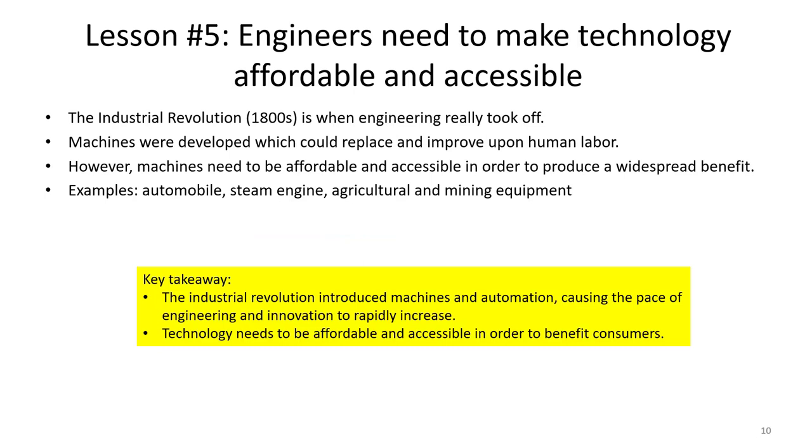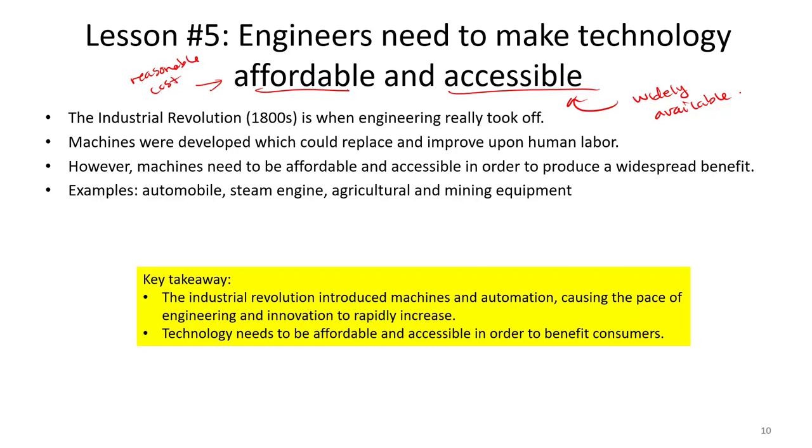On to lesson 5. Engineers need to make technology affordable and accessible. So again, affordable meaning, reasonable cost, and accessible meaning widely available. If we revisit our definition of engineering, cost is an important factor. You could engineer the greatest solution in the world, but if it costs too much and it's not available to everyone, then it doesn't really help.